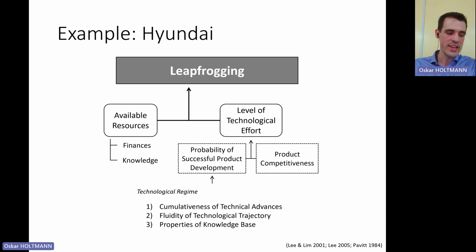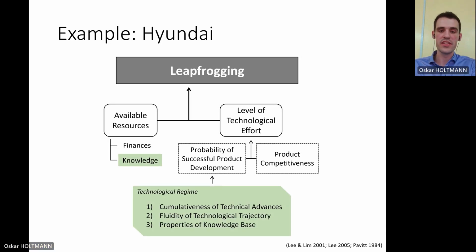So the technological regime in that way was very favorable in terms of the fluidity of technological trajectory. Major conceptual changes in the automotive industry are also not very, very frequent. So the cumulativeness of technical advances also didn't prohibit any investments in that new technology.